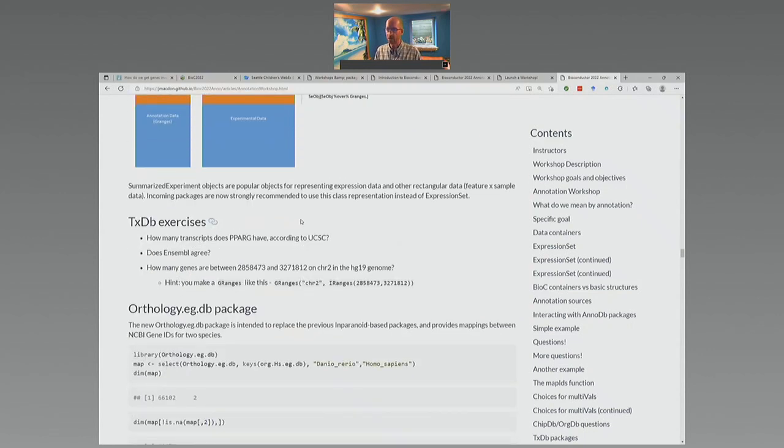So for the transcripts, how many transcripts does PPAR gamma have according to UCSC? And then the next one is, does Ensembl agree? So this is sort of an interesting thing and something that people don't necessarily expect. So let's take a look at this.